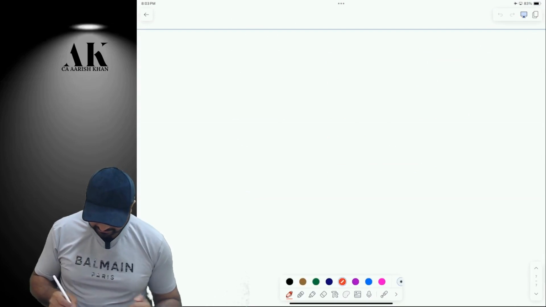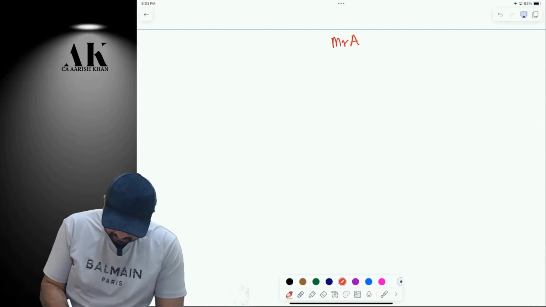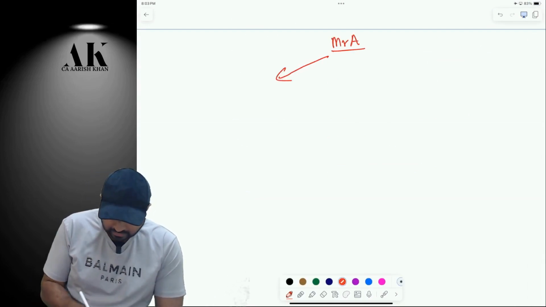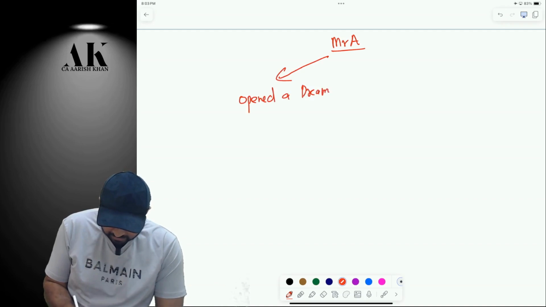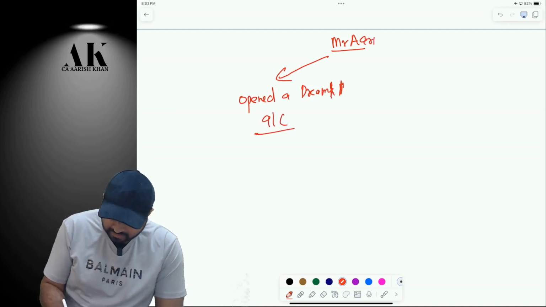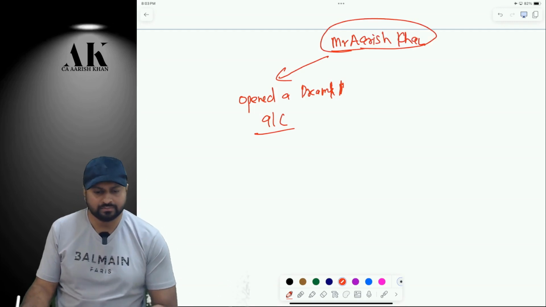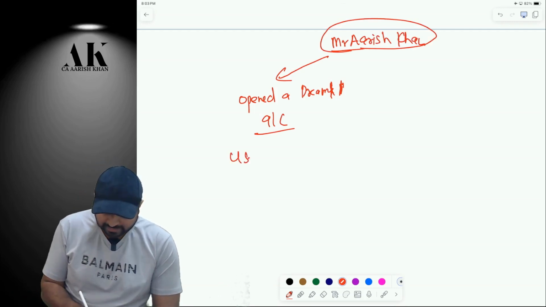I am Mr. A. I opened a Dream 11 account in the name of Mr. Aarish. Okay? So this is my user account number 1. Is it clear?